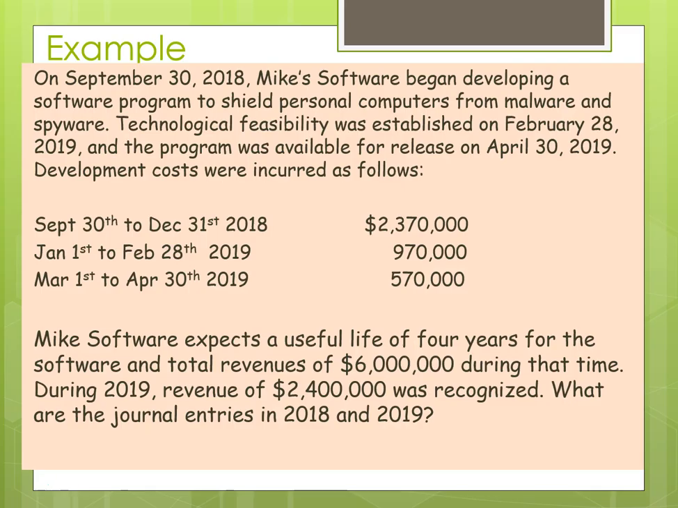So now let's take a look at an example. On September 30th, Mike Software began developing a software program to shield personal computers from malware. Technological feasibility was established on February 28th, and the program was available for release on April 30th. The development costs that were incurred during each of these periods is listed. Now, Mike Software expects a useful life of 4 years for the software and the total revenue of $6 million during this time. During 2019, revenue of $2.4 million was recognized. What are the journals for 2018 and 2019?